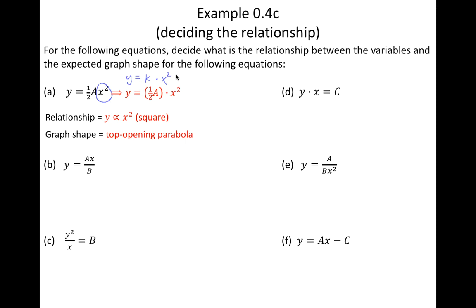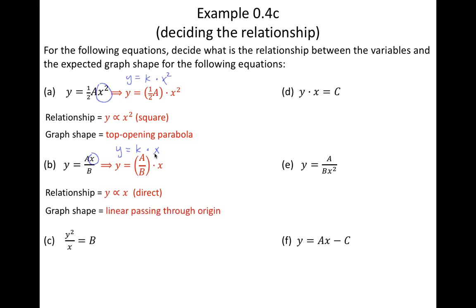In part B, you should notice that the variable x is in the numerator and it has no exponent. This suggests that we're going to have a direct relationship. Again, I can write this just a little bit differently so that you can see how it matches up with the general equation for a direct relationship, y is equal to k times x. So this is a direct relationship, and the graph shape associated with this is a linear graph that passes through the origin.